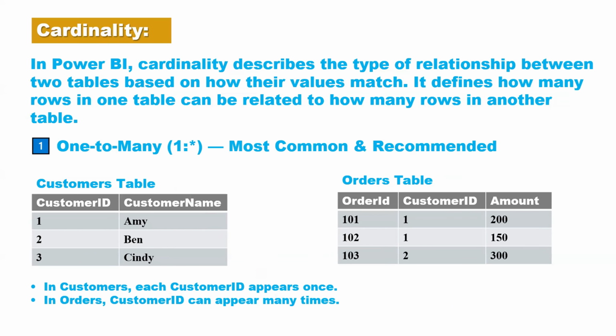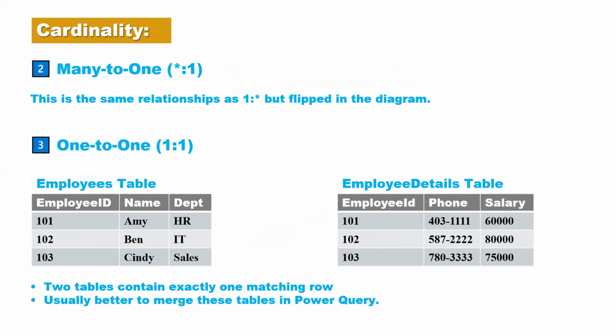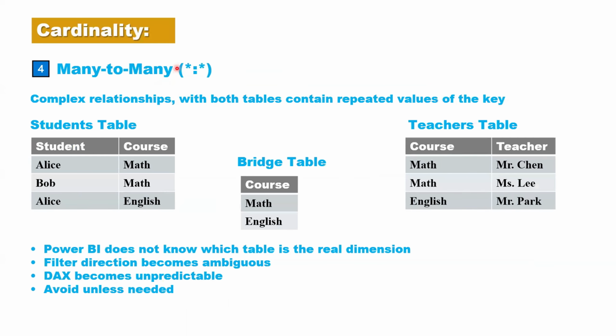A many-to-one relationship is just the reverse. The concept is the same. A one-to-one relationship is rare. It means each key appears exactly once in both tables. In most cases, it's better to merge these tables in Power Query. For example, if each employee ID appears only once in both the employee and employee details tables, that's a one-to-one match. Finally, there's many-to-many, which is the most complex type.